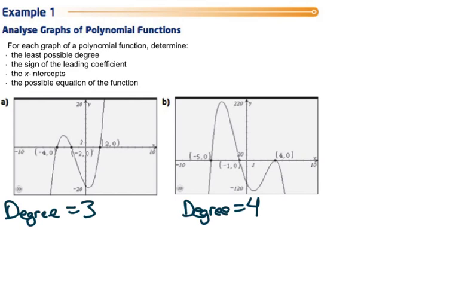The sign of the leading coefficient, this is where we look back to the end behavior. In A, we're going up, left, right, meaning the leading coefficient would have to be positive. In B, we've got a parabola-like shape, which is opening down, meaning the leading coefficient would have to be negative.